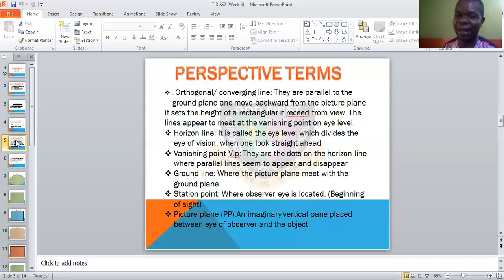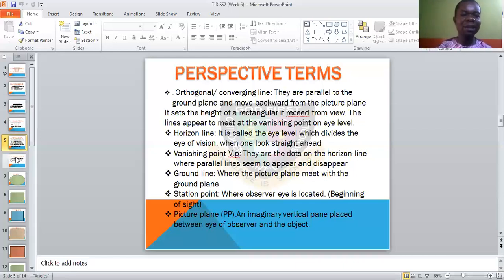The picture plane, called PP, is an imaginary vertical plane that is placed between the eye of the observer and the object. They are imaginary and not physically made. They are placed between the eye of the observer and the object you are looking at. We will be saying these things while we go into the drawing very soon. We'll see how these things I'm explaining go.